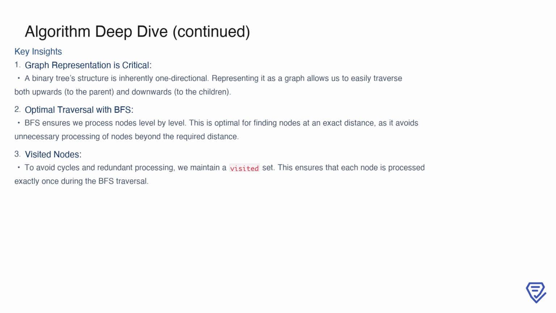Finally, managing visited nodes is crucial. By maintaining a visited set, we prevent cycles and redundant exploration of nodes. This ensures that each node is processed exactly once, improving both the correctness and efficiency of the algorithm.